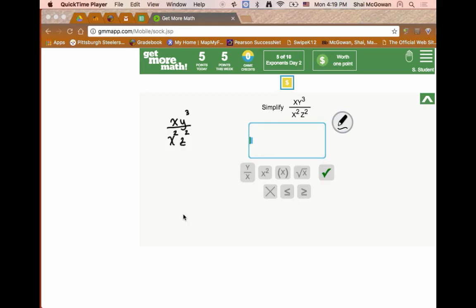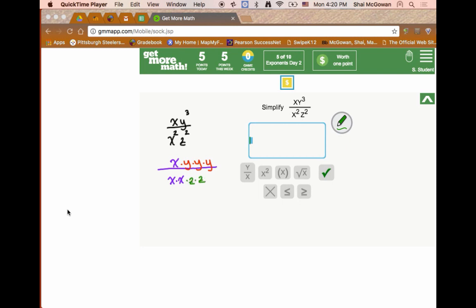Example 4, simplify xy cubed divided by x squared times z squared. So again, we're going to expand out each of these. On top of the fraction, we have an x. We also have a y cubed, so we're going to write that as y times y times y. On bottom, we have an x squared, so we're going to write that as x times x. We have a z squared, so we will write that as z times z.